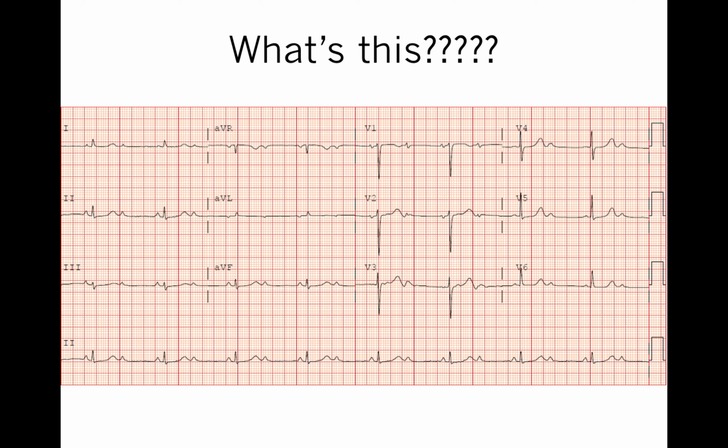Because in order to tell, you need to see if there is PR prolongation between subsequent conducting beats. So you need at least 2 P waves in a row that conduct to see if the PR interval prolongs prior to the dropped QRS complex. Here, we don't have 2 P waves in a row that conduct, so we can't tell if there's PR prolongation. We have one that conducts and one that doesn't, one that conducts, one that doesn't. So in this particular case, we cannot tell if it's second degree type 1 or type 2.